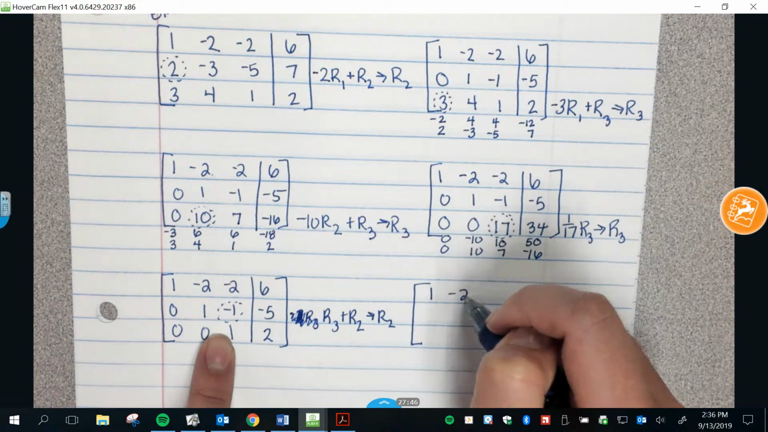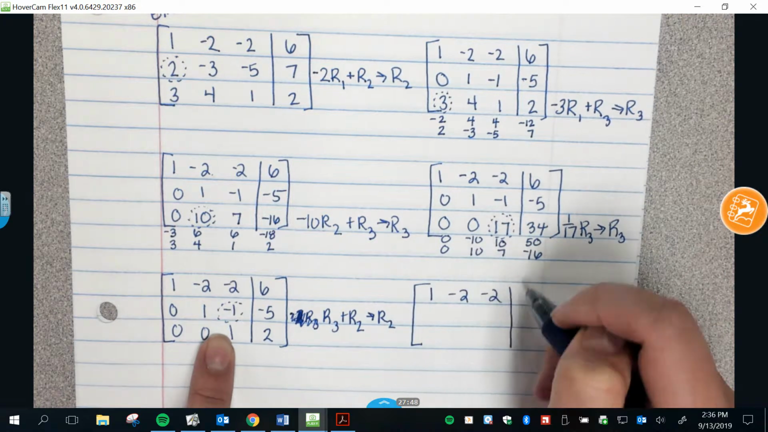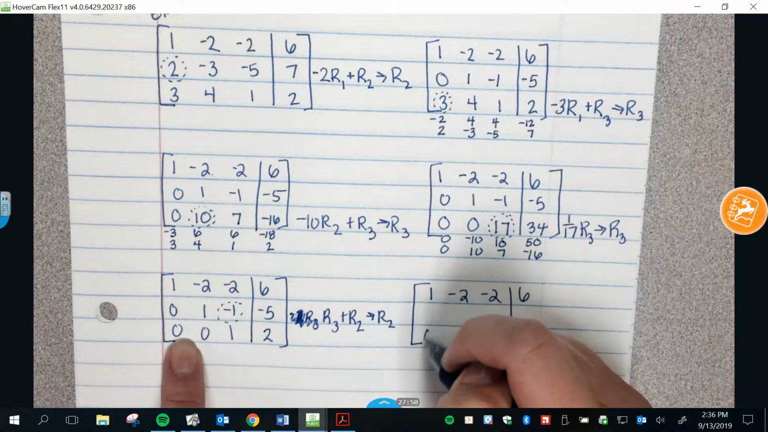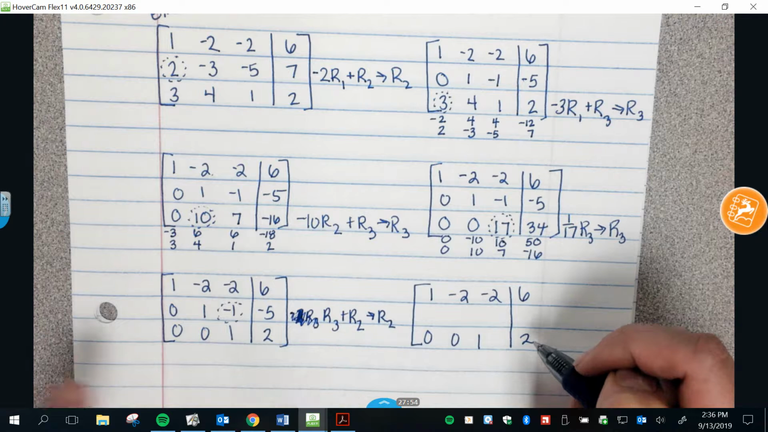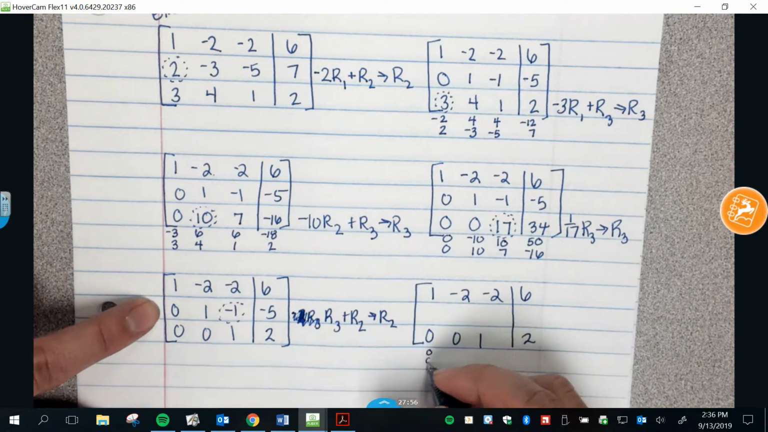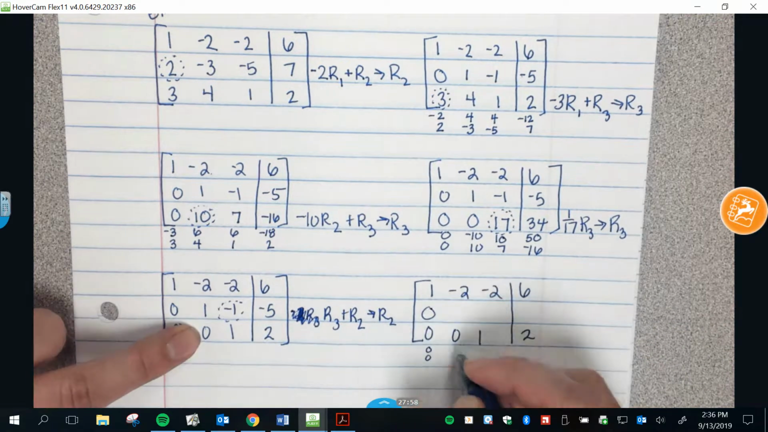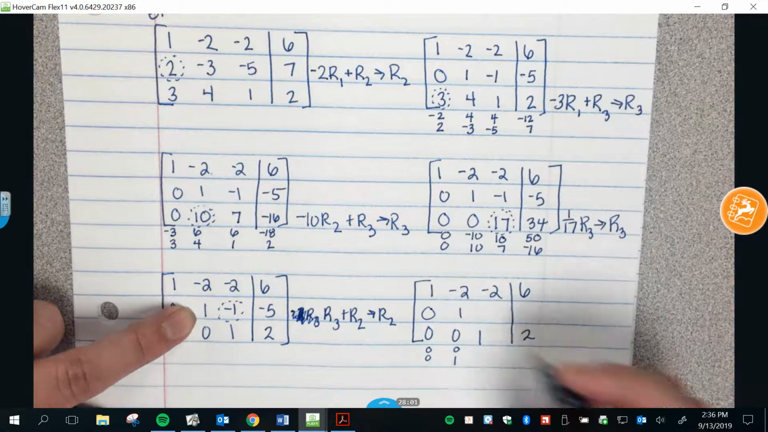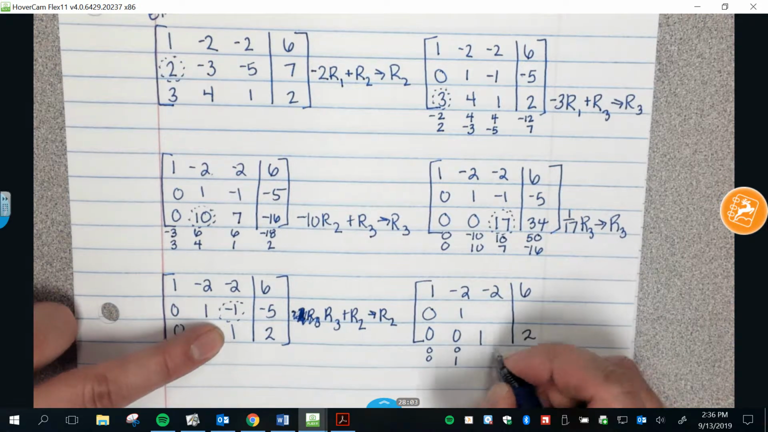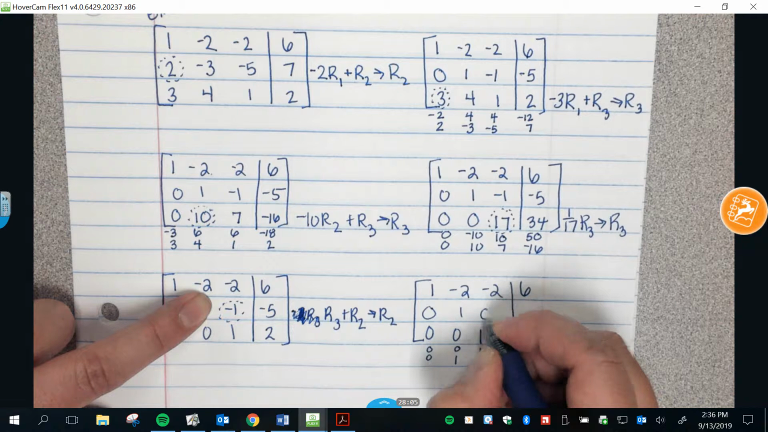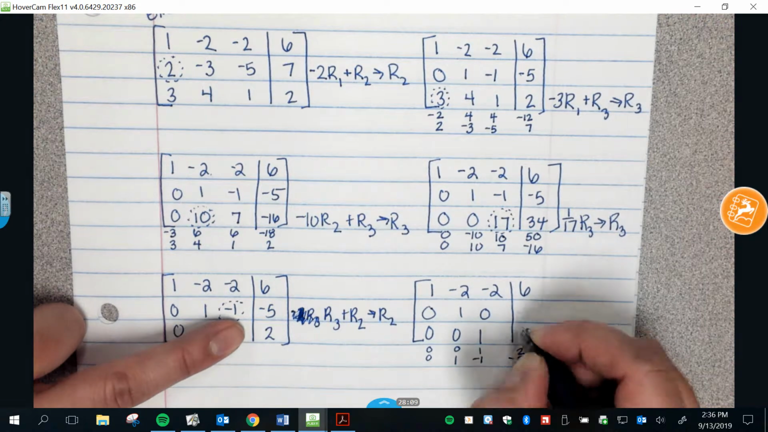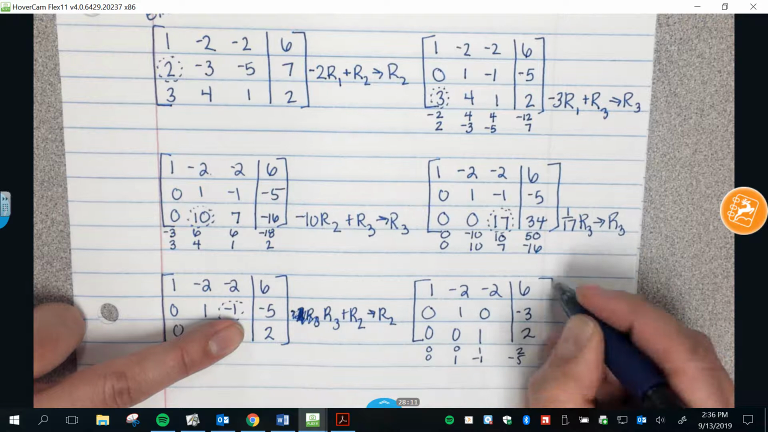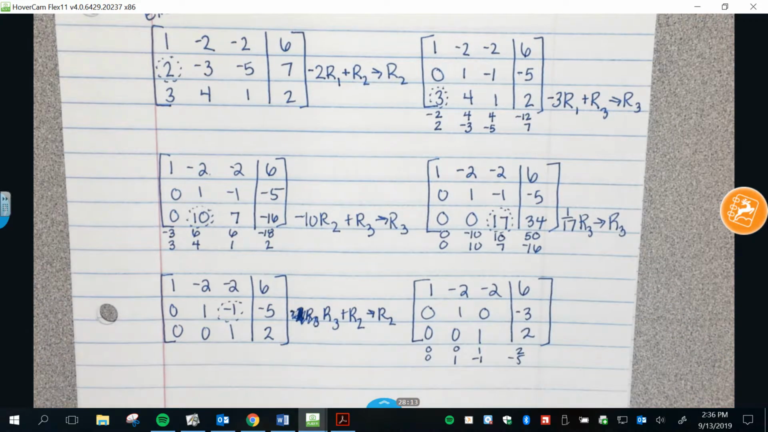Okay. So 1, -2, -2, 6. Row 3 doesn't change. Row 3 plus row 2. So 0 plus 0 is 0. 0 plus 1 is 1. 1 plus -1 is 0. And 2 plus -5 is -3. Hey, we have 2 variables to solve for. Look, we don't even have to work on that one because it's already a 1.